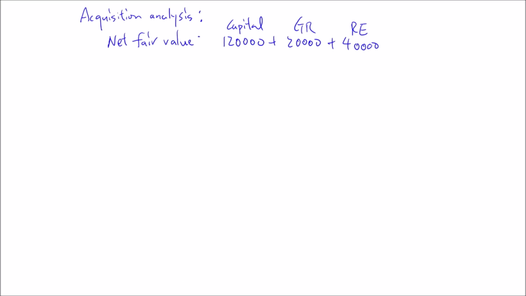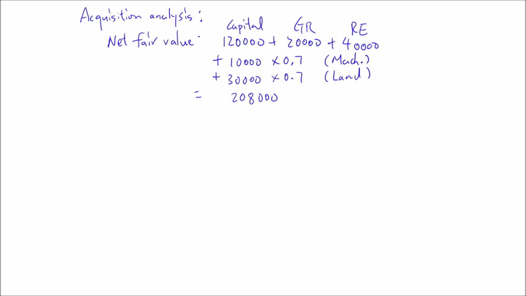So for this one, we have 10,000 after tax. That's for the machinery. We also got 30,000 for land. If you add up the net fair value of equity as well as the asset revaluation, the total would be 208,000. So this is the net fair value.